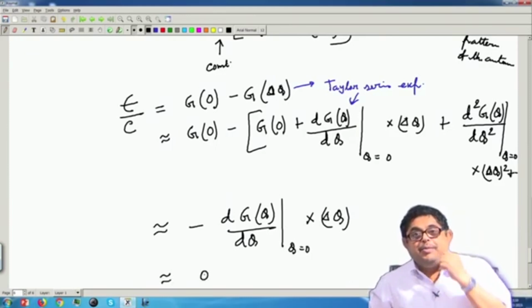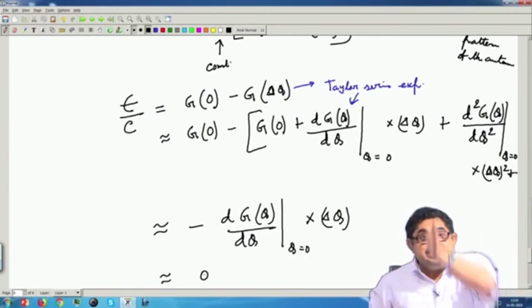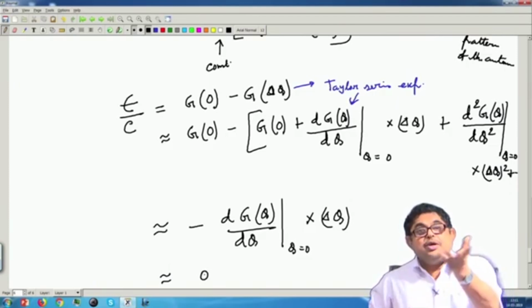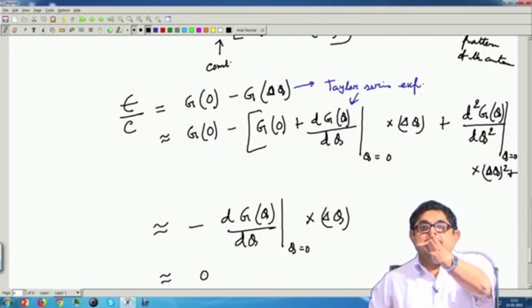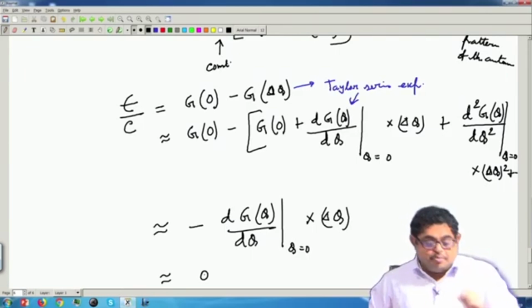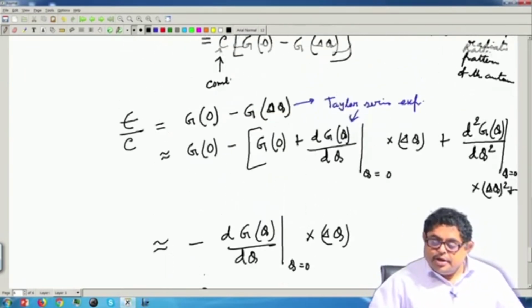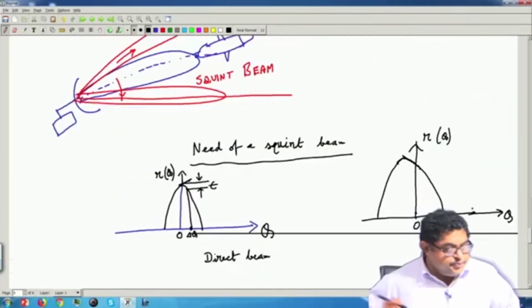Now, what is the problem? The problem is, since I am trying to look at a point directly, the sensitivity of my measurement is very, very low, or actually 0, if I look at anything directly. But the whole thing will change if we look at this picture.